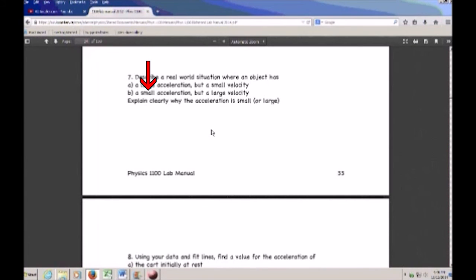Question 7 says, describe a real-world situation where an object has a large acceleration but a small velocity, or a small acceleration but a large velocity. So think about things like a rocket ship taking off, or a car coasting on the highway. Try and think of a situation where the acceleration might be huge but the velocity isn't very big yet. Or you have a small acceleration but it's actually going really fast too. So just try and think of something like that.